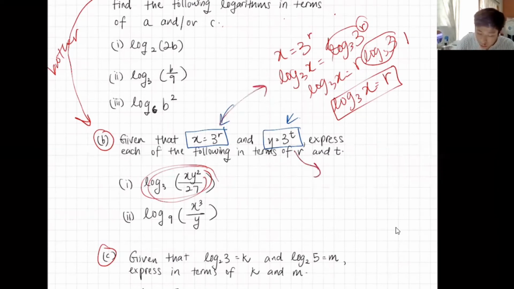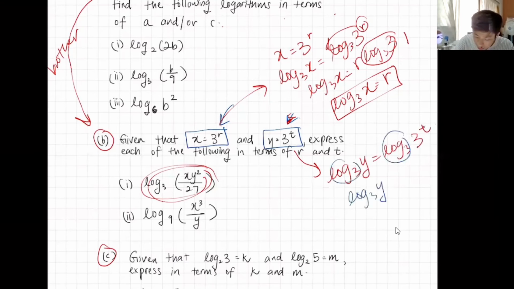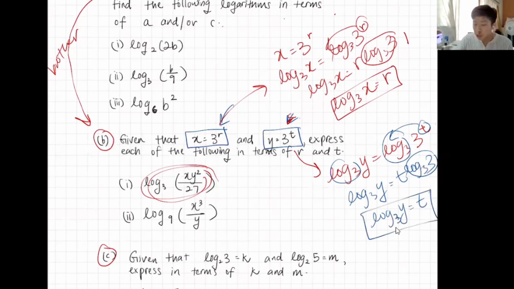So how do you do this substitution? Same thing: you take log base 3 on the left hand side and log base 3 on the right hand side. So what you get is log base 3 y equals t times log base 3 of 3, bringing the power forward. And log base 3 of 3 is equal to 1. So you have log base 3 y equals t times 1, which equals t. Okay, so now you have these two substitutions you can use later.